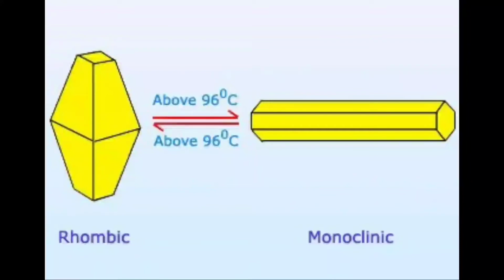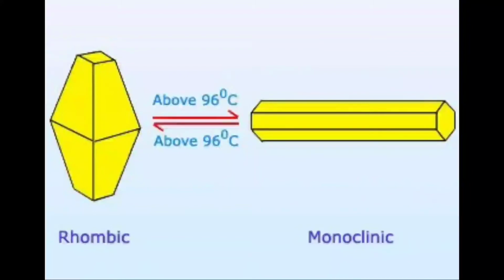Whenever rhombic sulfur is heated at 96 degrees Celsius, at that time it will be converted into monoclinic sulfur. Whenever it is below 96 degrees Celsius, at that time monoclinic sulfur will be converted into rhombic sulfur.